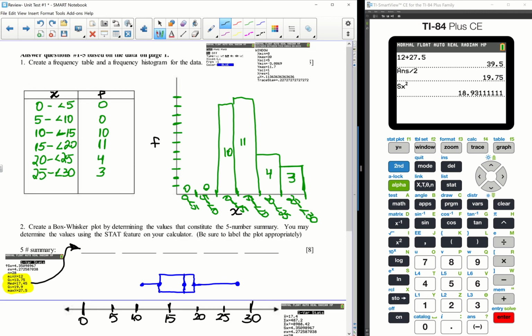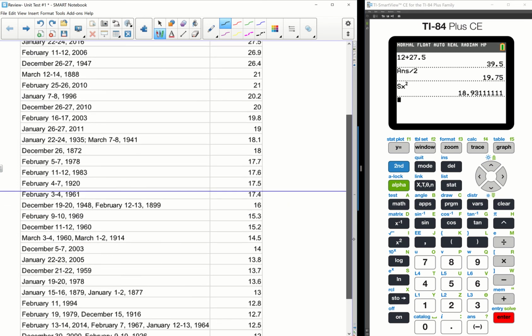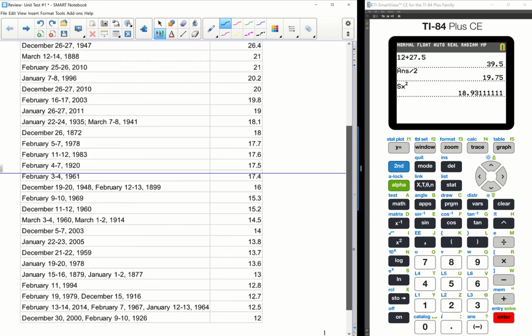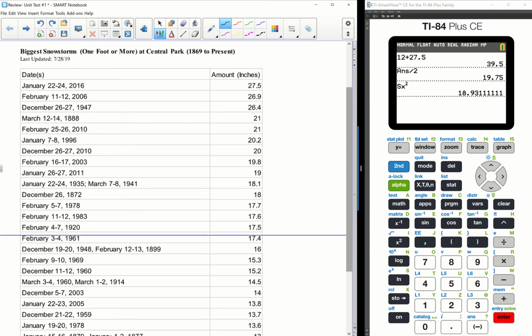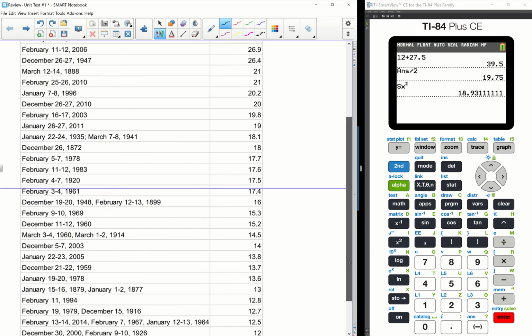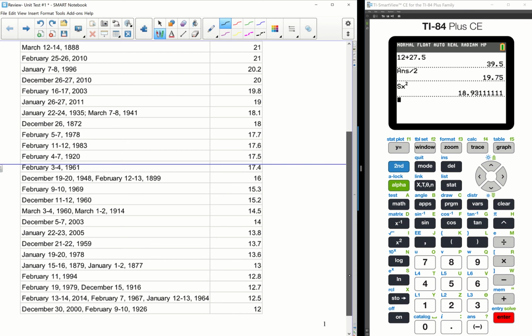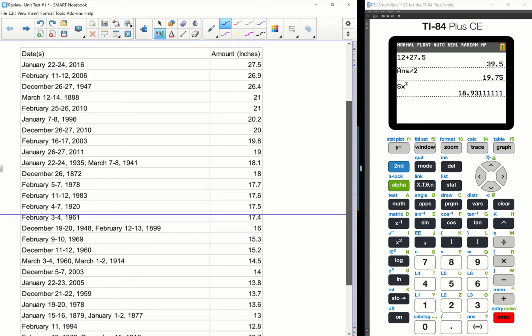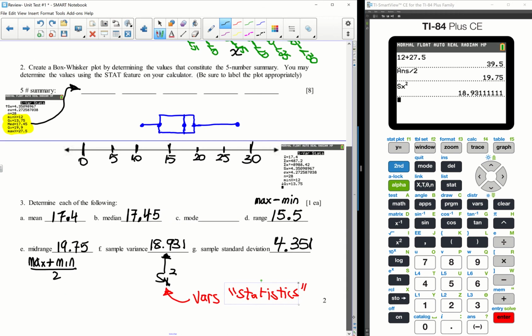As for the mode, let's just go back and take a look at the data and see if there's anything that repeats more than the 21, because it looks like the 21 appears twice. Anything that would repeat more than that would be the mode, otherwise the 21 is the winner. And it looks like that's our winner, because everything else seems to only appear once.